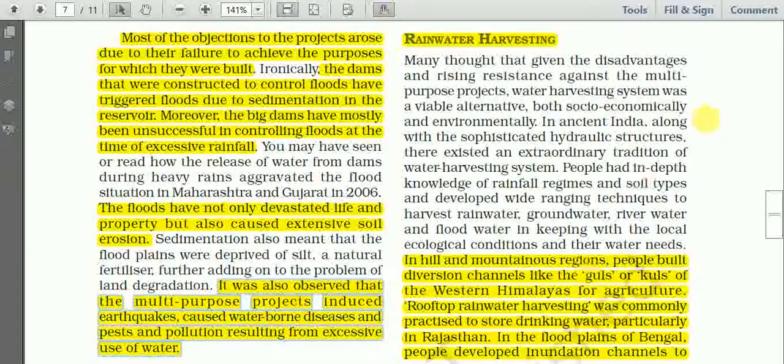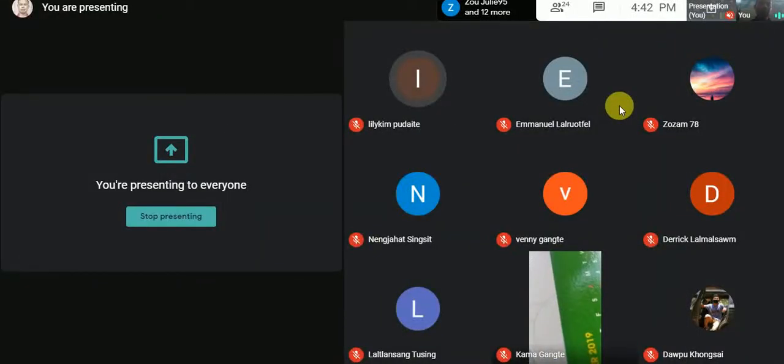So in the end, I have to say that on the one side we have so many usefulness, so many merits of dams. On the other hand, we have demerits, disadvantages. But when we compare the merits with the demerits, the merit side is more, the advantages are more, and that is why we have to construct dams. So these are about dams.